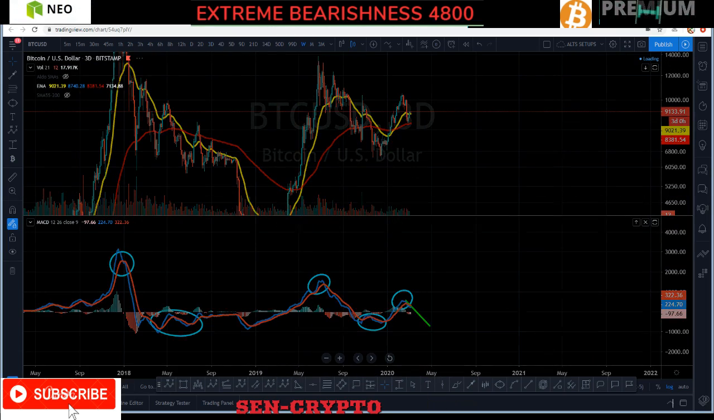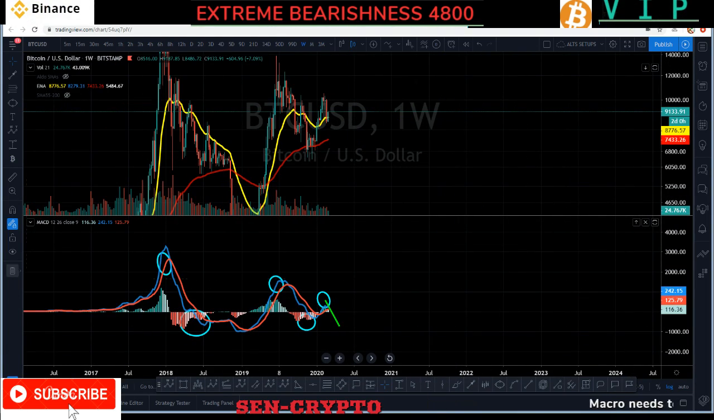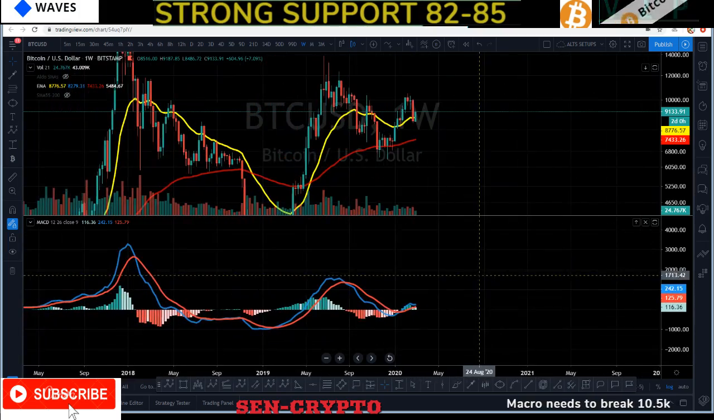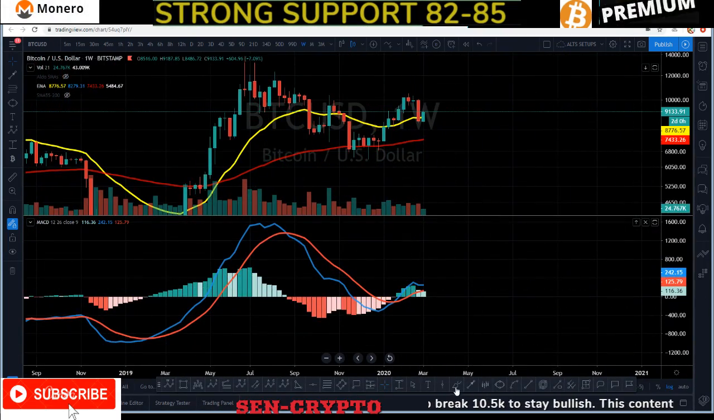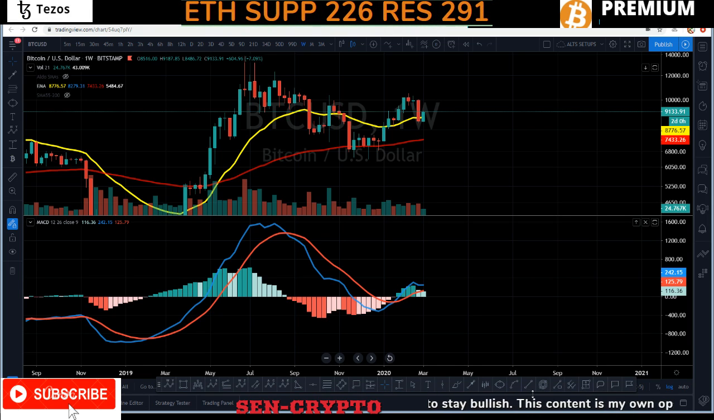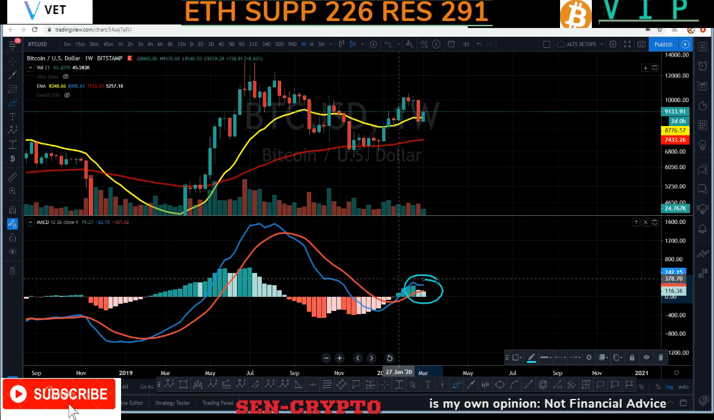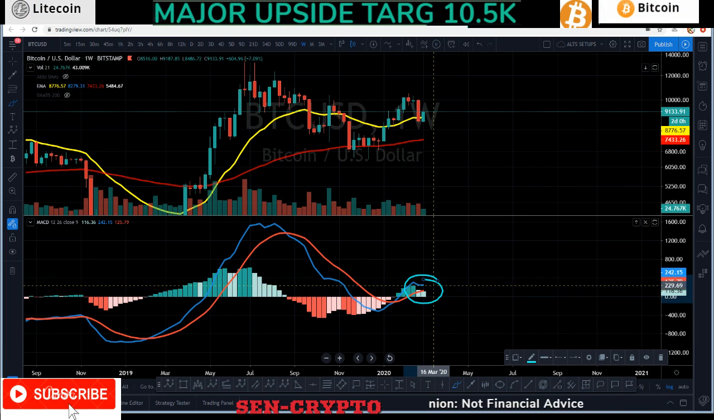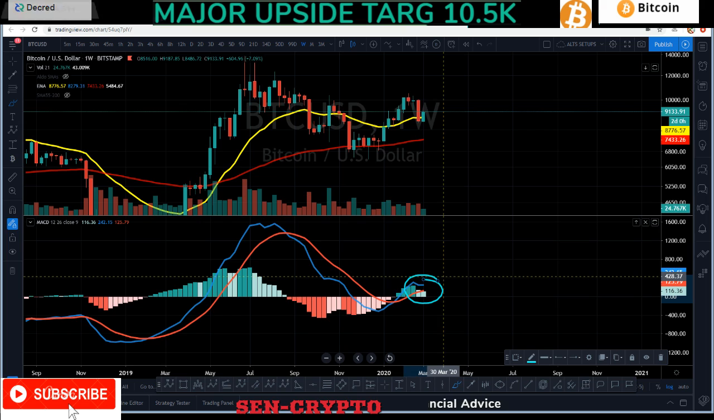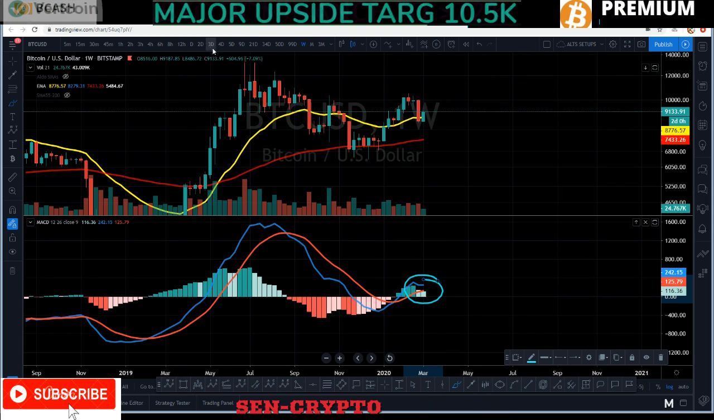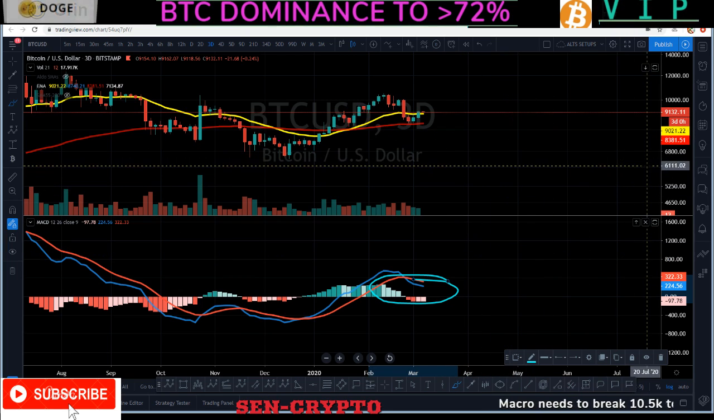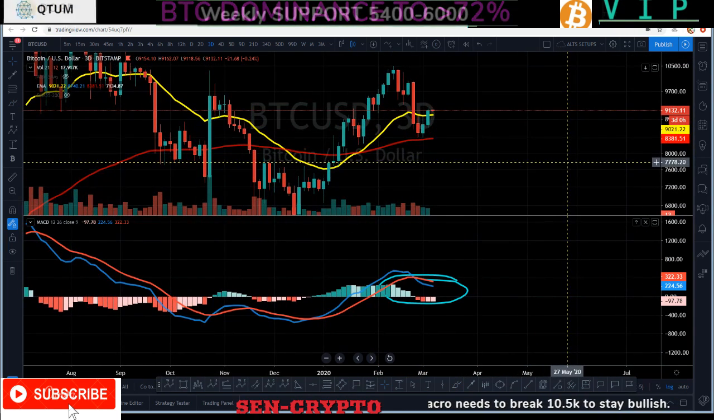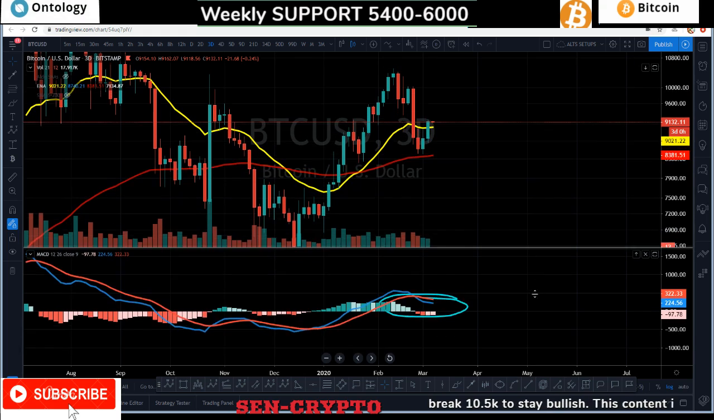The weekly MACD could be losing its bullishness, but it has some time, okay? It could give us another 2 weeks before we lose this bullishness, at least for the short term. So I wouldn't pay too much attention to the weekly MACD, because it's going to take some time before we get the crossover. I would just focus on the 2-day and 3-day chart until we get more bearishness, and then we're going to take a look at the weekly MACD.